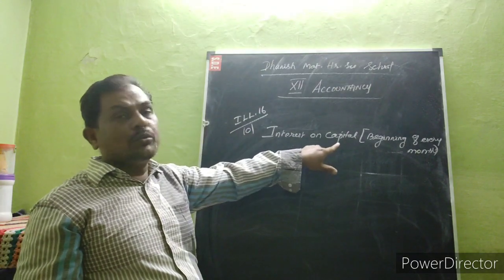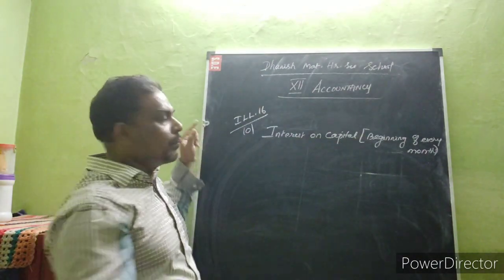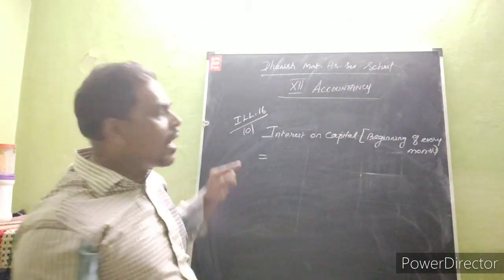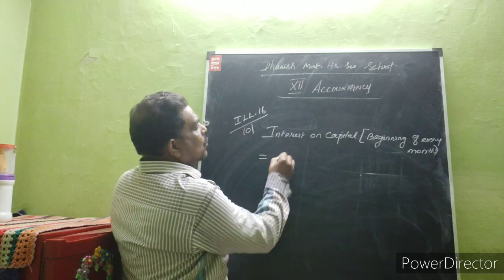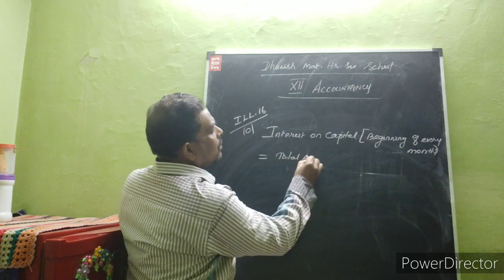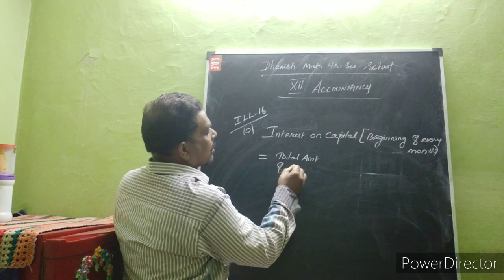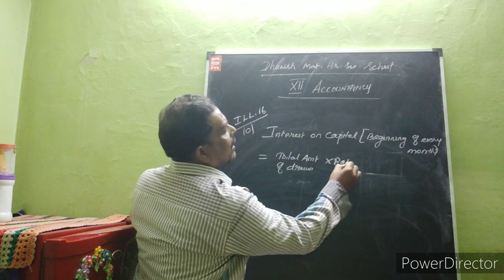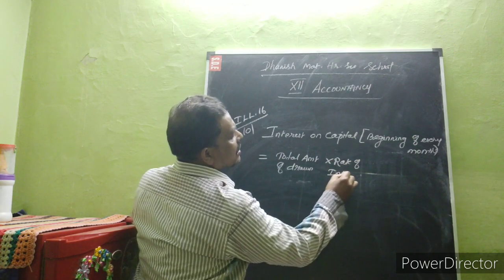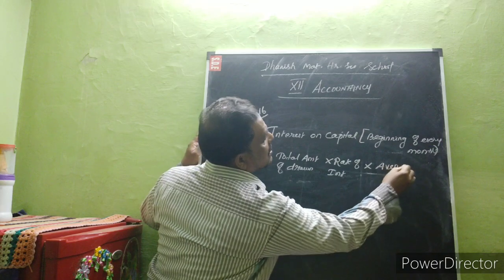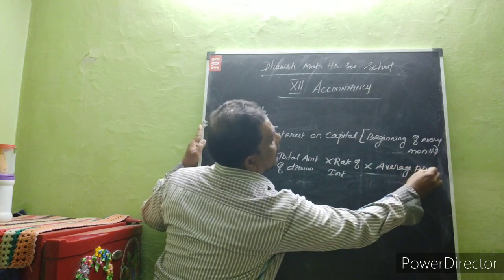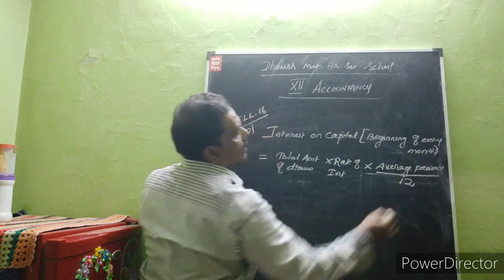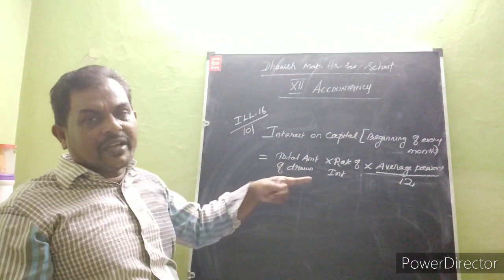Interest on drawings to Mr. John, you are calculating at the beginning of every month. Whatever it may be, now you are using the average period method. What is the formula? Total amount of drawings into rate of interest into average period divided by 12. Average period divided by 12.